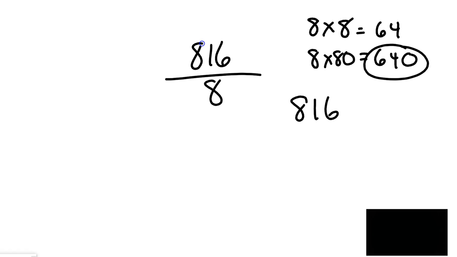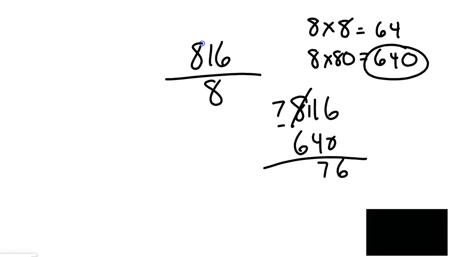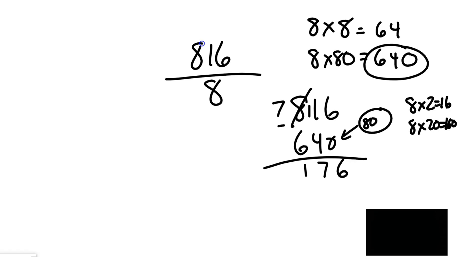So that's 816 subtract 640. I get 6. Can't do 1 minus 4. So I borrow from here, make that a 7, make that an 11. 11 minus 4 is 7. I'm at 176. That's what I have left. I've already gone in 80 times. Well, if 8 times 2 is 16, then 8 times 20 is 160. So I'll take away 160 from here and get left with 16. Right here, I went in 20 times.